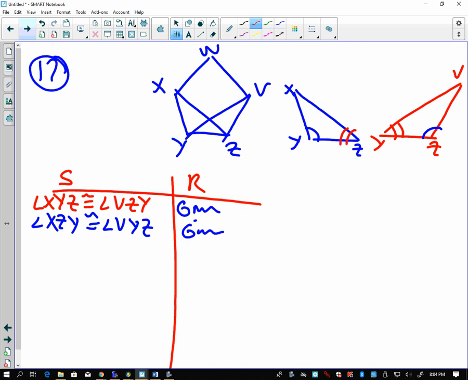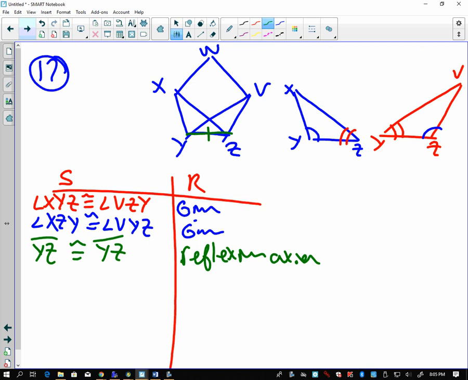We want to write a two-column proof. What we're trying to prove is that XZ is congruent to VY. Now, the other thing a lot of people miss is that we can say YZ is congruent to YZ, and this is the reflexive axiom because this is shared. It's a shared link through here, so this is the same as that.